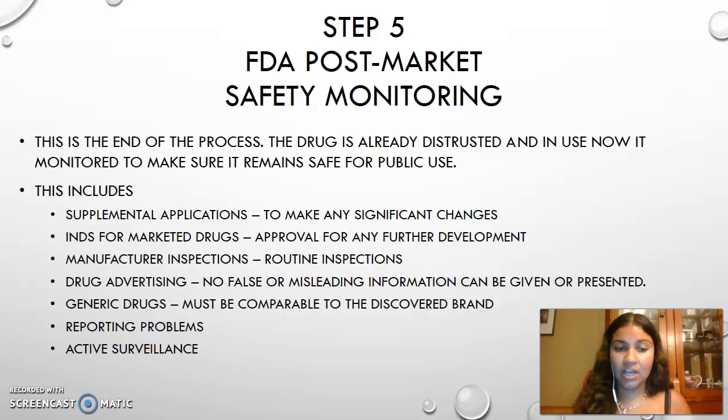Next is generic drugs. Once you start creating generic drugs for these drugs being developed, these drugs must be comparable to the discovered brand. There can't be anything that is out of place, like dosage must be the same, compounds are the same. Next is reporting problems. If you find a problem with your drug, by law, you have to submit the problem, you have to bring cause to it. And finally, the active surveillance. This is the constant monitoring to make sure things don't give negative effects in the long run. You can't just surveil a drug for the first year, because what if something happens 10 years from now as an effect from that drug?